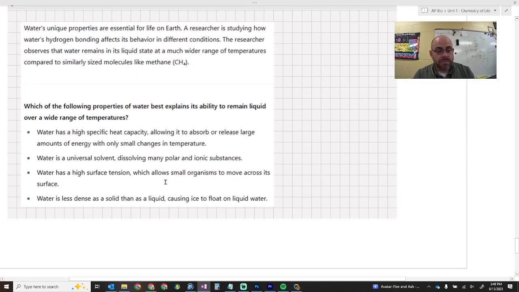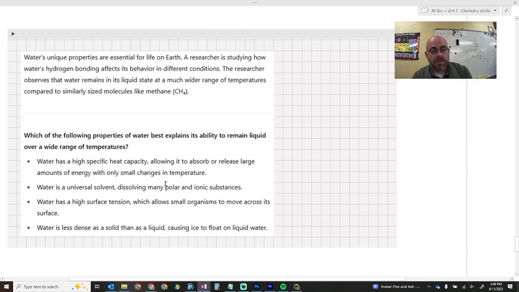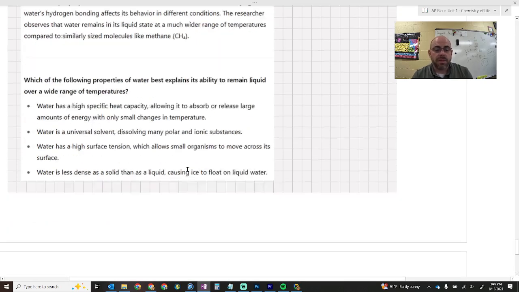Let's look at a practice question. Water's unique properties are essential for life on Earth. A researcher is studying how water's hydrogen bonding affects its behavior in different conditions. A researcher observes water remains in its liquid state at much wider ranges of temperatures compared to similarly sized molecules like methane. Which of the following properties of water best explains its ability to remain liquid over a wide range of temperatures? Take a few seconds. Pause the video, and then let's go look at the answer.